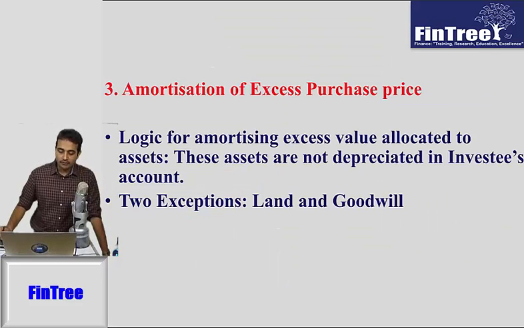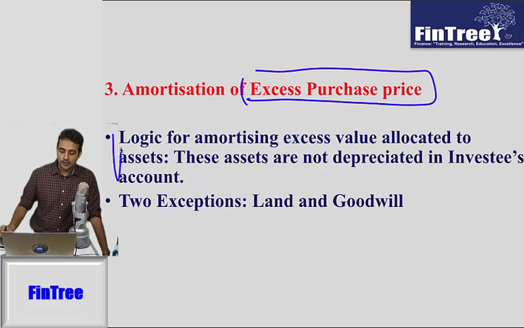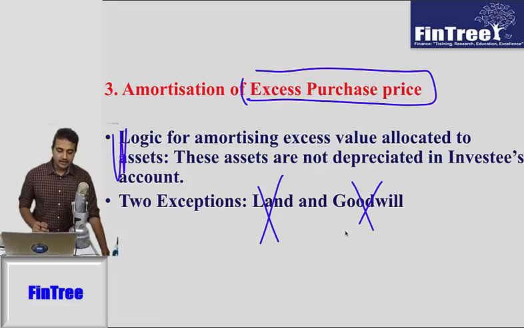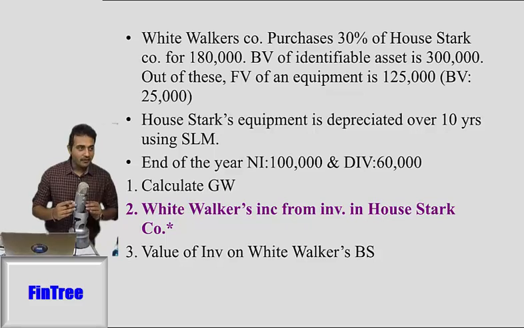Then amortization of excess purchase price. So amortize over useful life. What you do not amortize is land and goodwill. So we have an example.